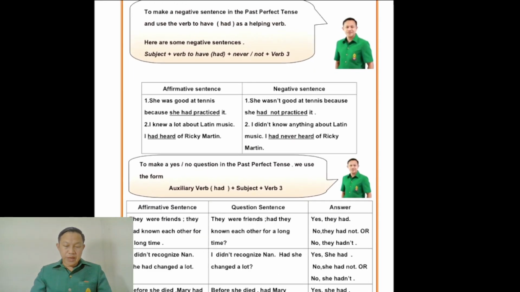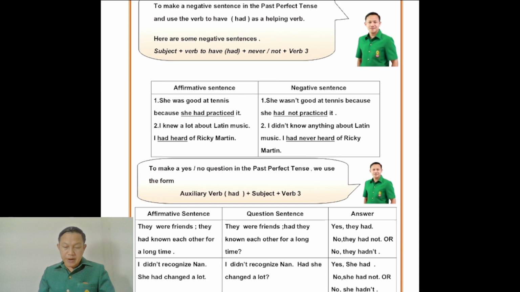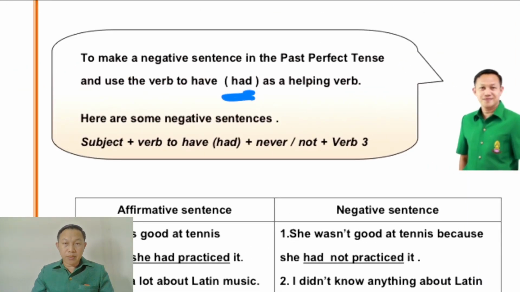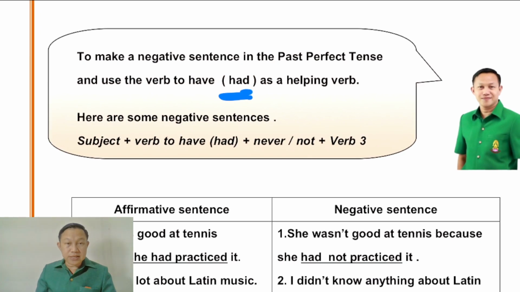To make a negative sentence in the past perfect tense, we use the verb to have, or now we use had as a helping verb. Here are some negative sentences. Subject plus verb to have. Now you use had plus never or not plus verb 3.